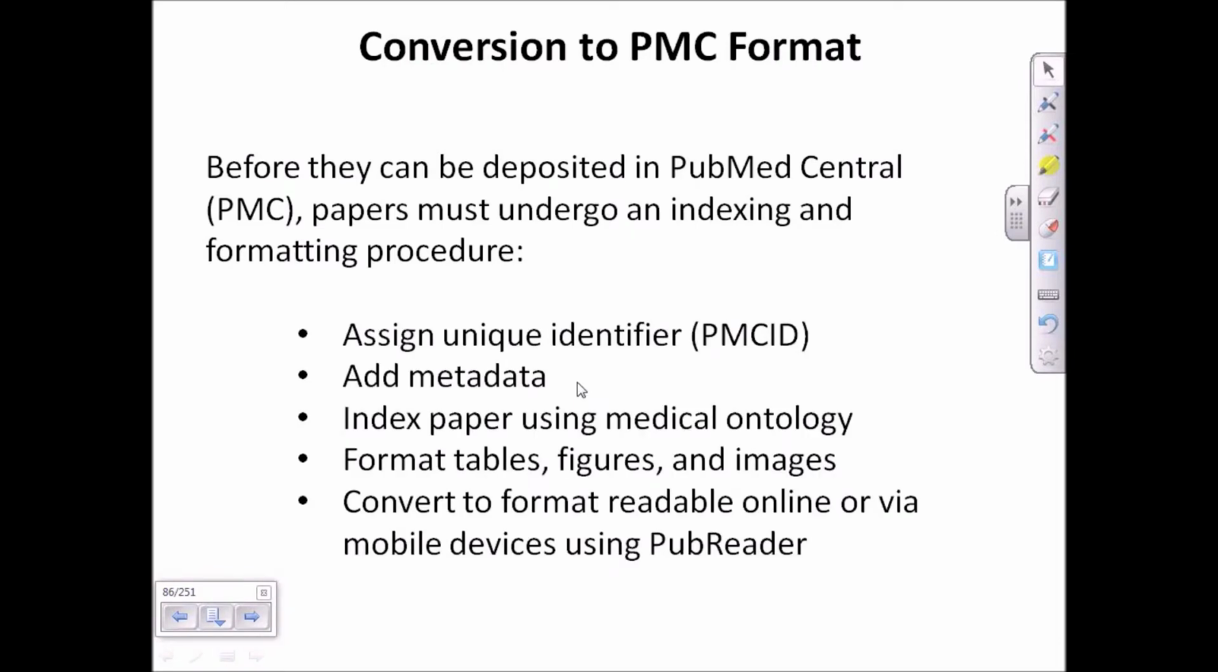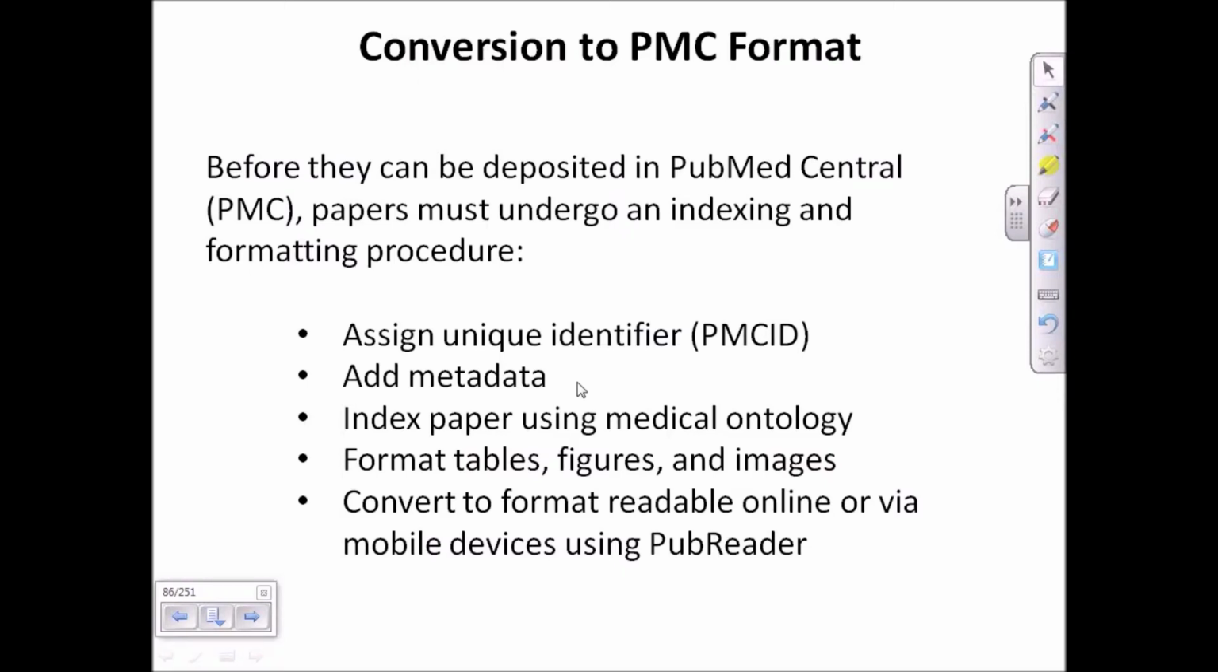And just think of all the things that have to be done to make a paper ready for PubMed Central. The first thing that has to be done is they have to assign the unique identifier to that paper. That's the PMCID number. Another thing that they need to do is they need to add what's called metadata. Does everybody know what metadata is? So the paper itself is the data, the text of the paper, but the metadata is information about that data, information about the paper.